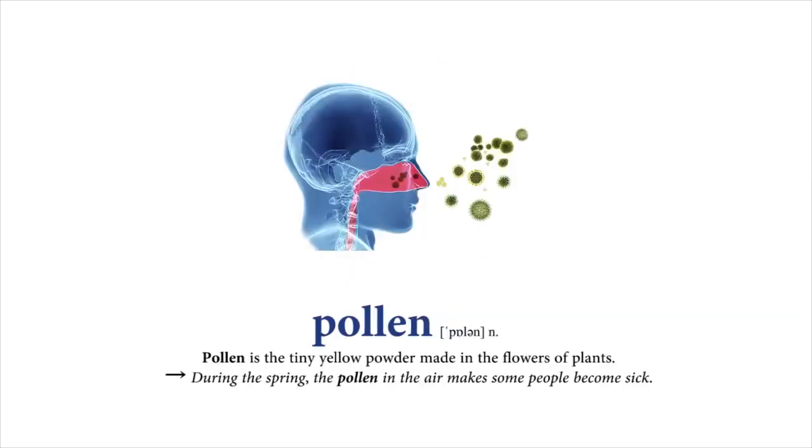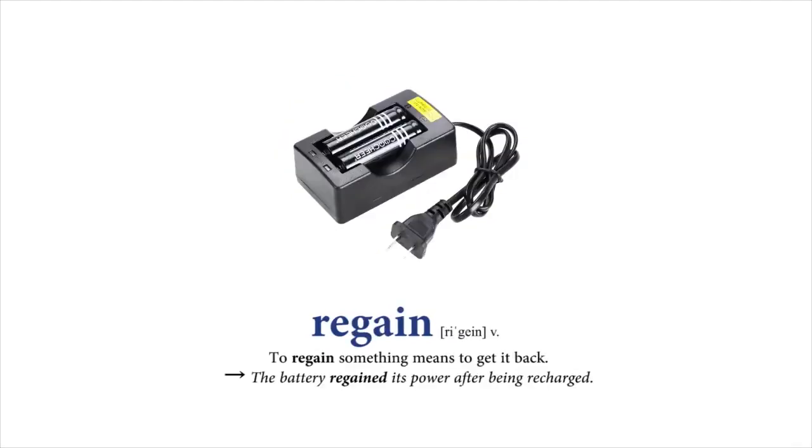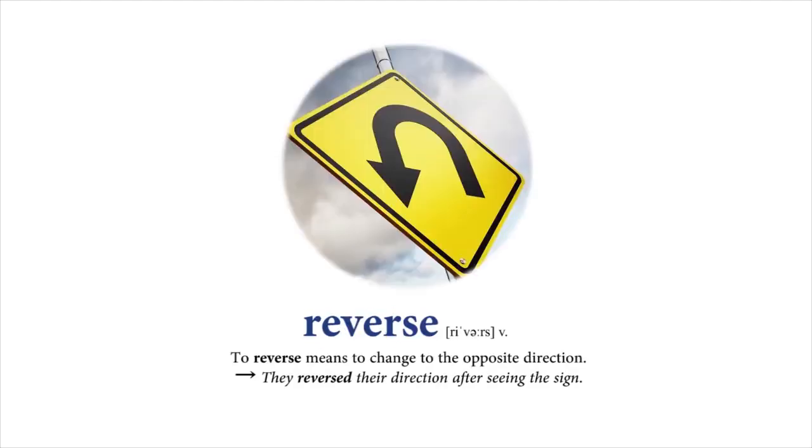Pollen. Pollen is the tiny yellow powder made in the flowers of plants. During the spring, the pollen in the air makes some people become sick. Regain. To regain something means to get it back. The battery regained its power after being recharged. Reverse. To reverse means to change to the opposite direction. They reversed their direction after seeing the sign.